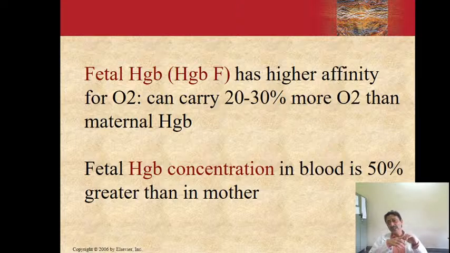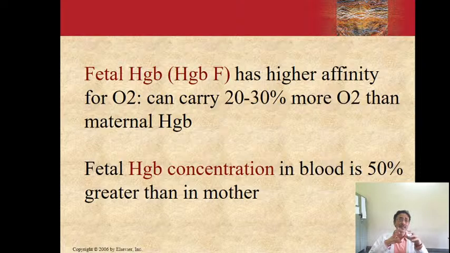Now, one of the characteristic features is the fetal hemoglobin. What is the advantage of the fetal hemoglobin? The advantage is that hemoglobin F has a higher affinity for oxygen. It can carry 20 to 30% more oxygen than the maternal hemoglobin. So the fetal hemoglobin concentration is around 50% more than in the mother. So the concentration of hemoglobin in the blood is somewhere 50% more than that of the adult.